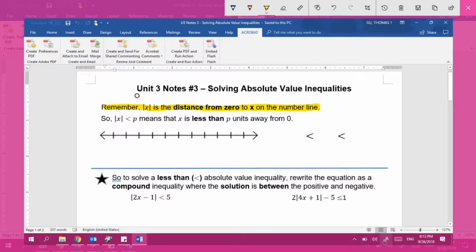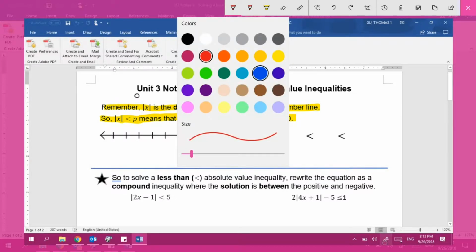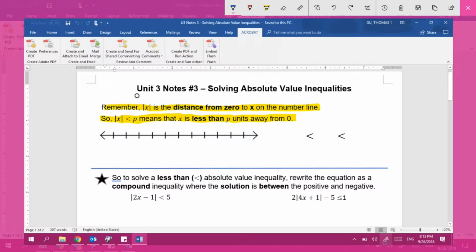Now, if that's true, then the absolute value of x less than p means that x is less than p units away from 0. So let's actually draw this out on a number line to see what it really means. Remember, it is less than p units away from 0. So let's put 0 right here, and then let's say we're p units away from 0. I'm just going to make it up right here.